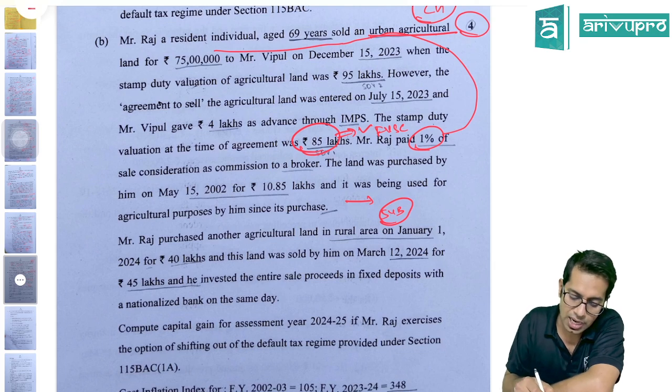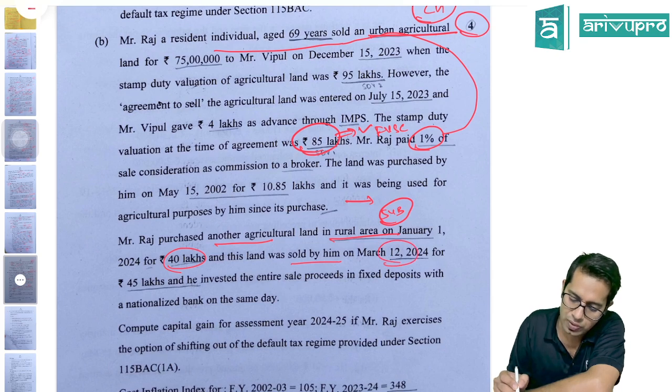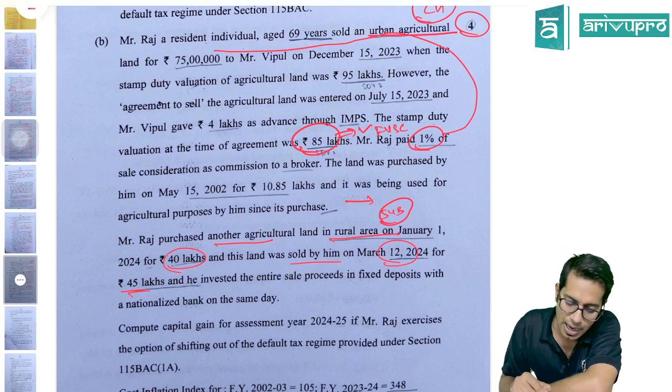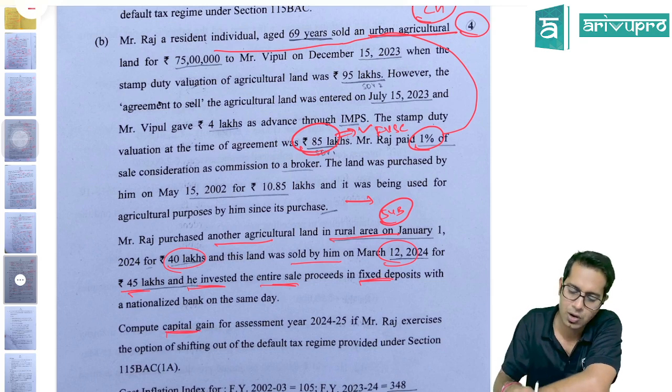Mr. Raj purchased another agriculture land in a rural area for 40 lakh rupees. This land was sold by him on March 12, 24 for 45 lakh rupees. No problem, because rural agricultural land is not a capital asset, and he invested the entire sale proceeds in fixed deposits. No problem. Compute the capital gain. I hope you can compute the capital gain.